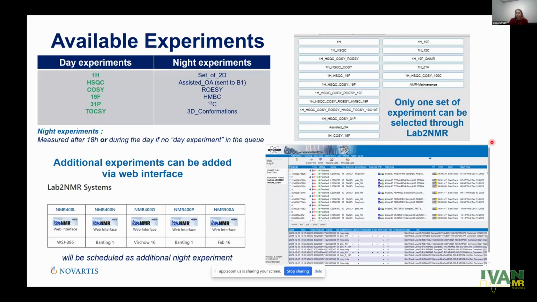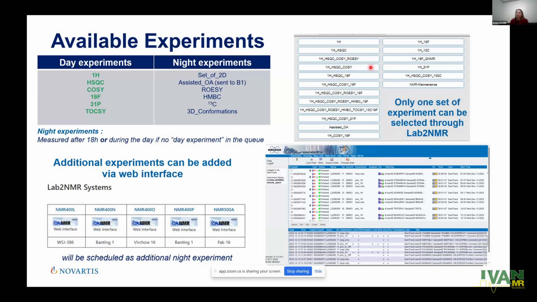And now, the different available experiments that we have. Chemists can measure proton, HSQC, COSY, 19F, and phosphorus, and TOCSY, so short experiments during the day. The rest, ROESY, HMBC, long experiments, will be measured during the night. If the queue is empty during the day, every experiment that will last less than 20 minutes will also be measured during the day. Here, I just show you a print screen of the lab-to-lab system.